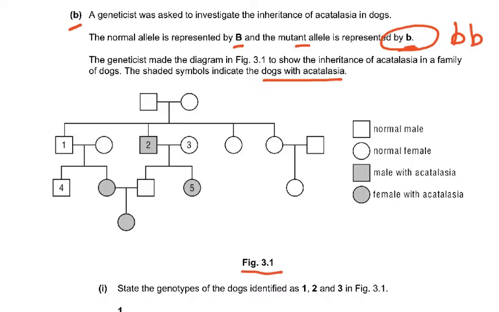It said that the shaded symbols indicate the disorder. So that means this one is small b, small b. First you write out what is the recessive trait, and you've got to get it from the question. What was the recessive trait? So this is going to be small b. 2 is small b. Now when you've done this, then the whole question becomes very easy.